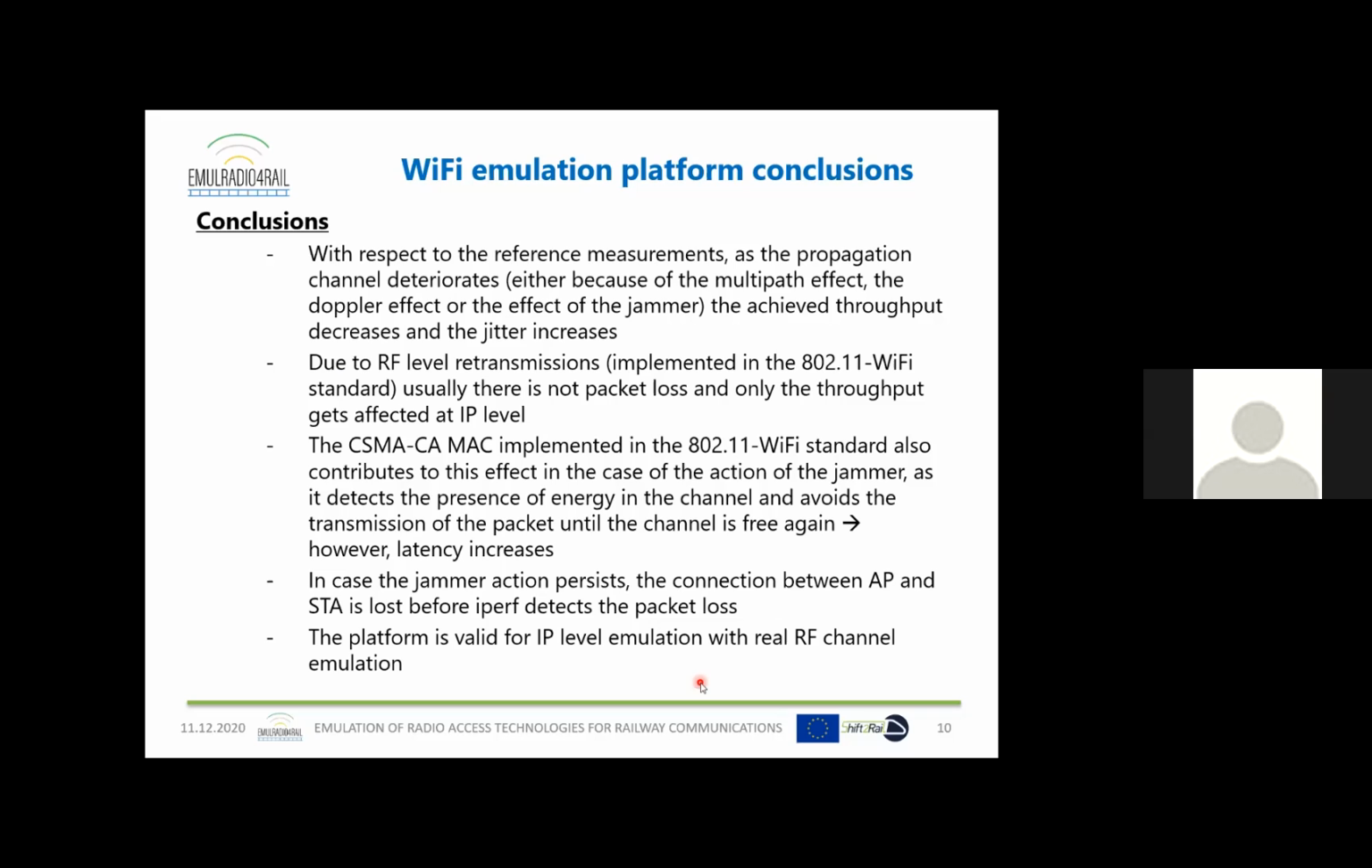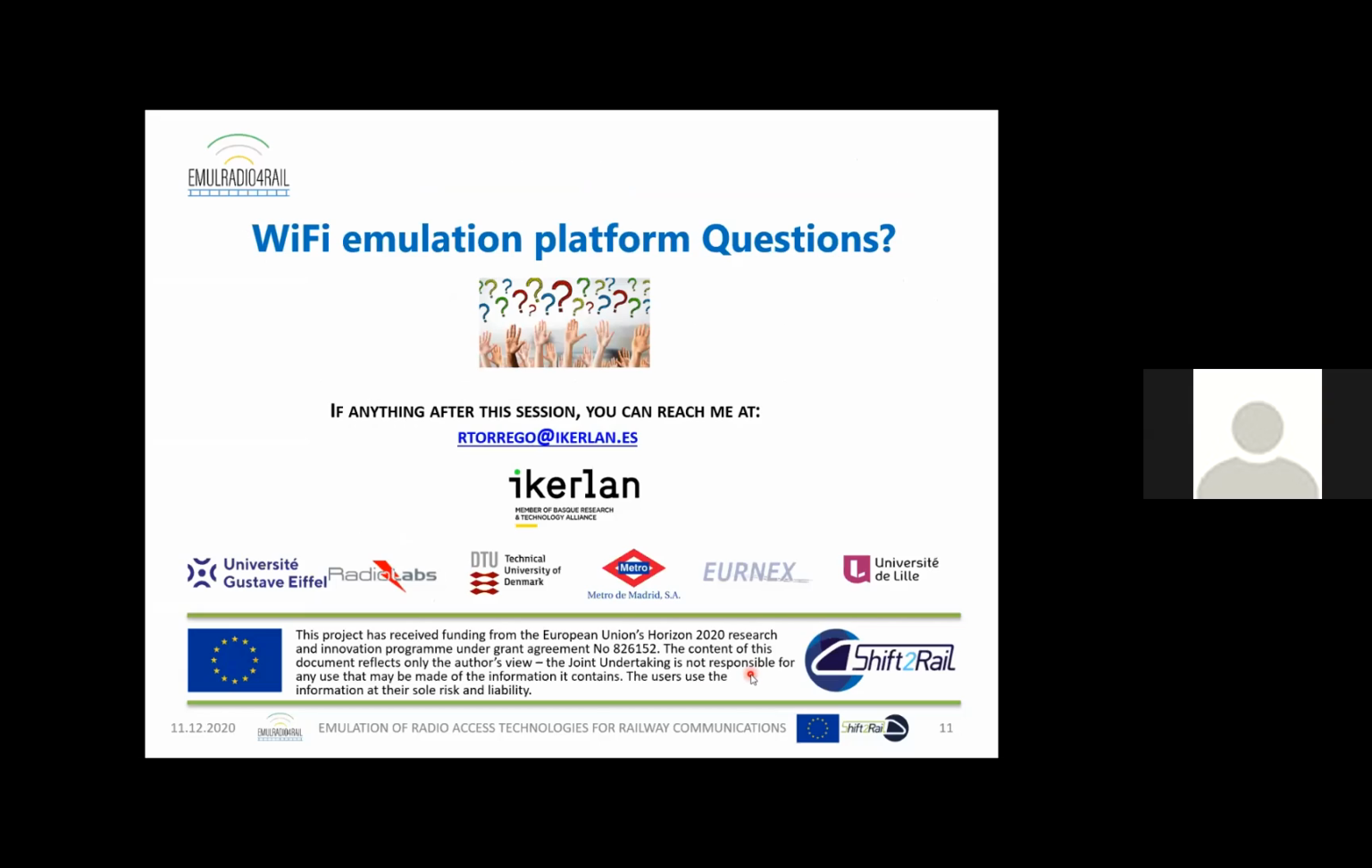For this, it also helps that the Wi-Fi MAC access layer implements CSMA/CA. So the Wi-Fi transmitters don't transmit in case they see power in the channel. So in case of the jammer, when the jammer is acting, we don't lose packets because the transmitter doesn't send them. Obviously, if the jammer is continuously on, we lose the connection because the transmitter cannot transmit. But in the end, the main conclusion is that the platform is valid for IP level emulations with real RF channel emulation. And that would be all.